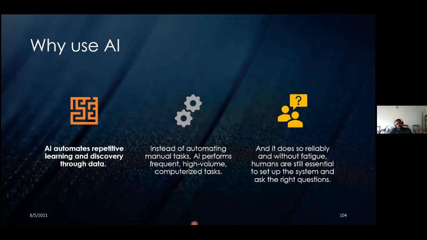And since it's not a human, it doesn't have fatigue, it doesn't have emotional issues. It is essential to set up a system and ask the right question, because it can do all those things as a machine. It can ask questions, it will answer its own questions, it will do its own research. So that's why people use AI, and why we are talking about AI so much in this world.